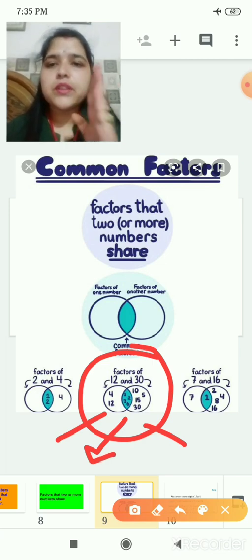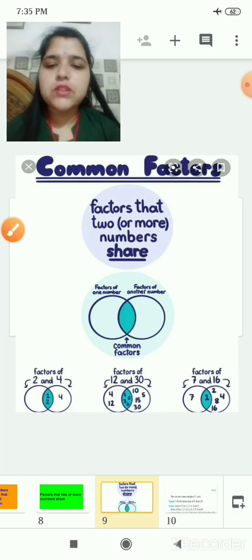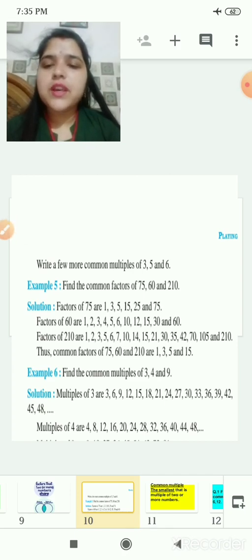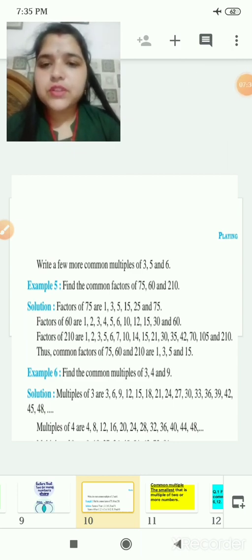You have to find which numbers are coming in both and take the common ones. That I will tell you here. Now see, the example is given here. Find the common factors for 75, 60 and 210. Okay, so what is given here? Factors for 75: first of all we will take 75, which comes in the table of 1, 3, 5, 15, 25 and 75. These are the factors for 75.